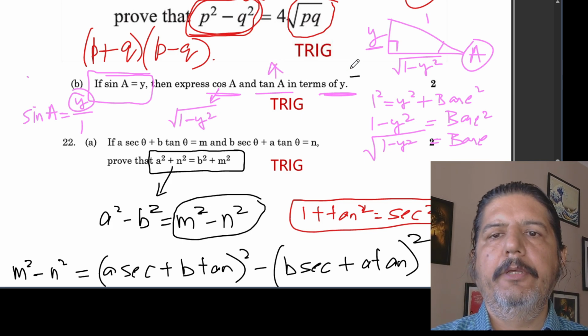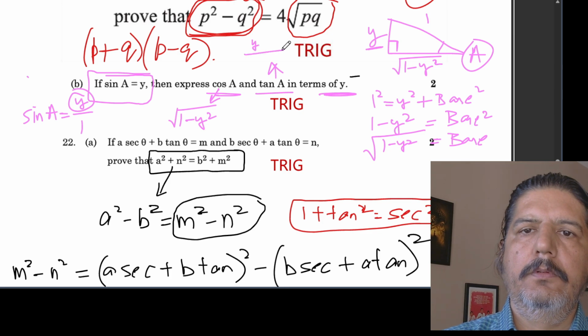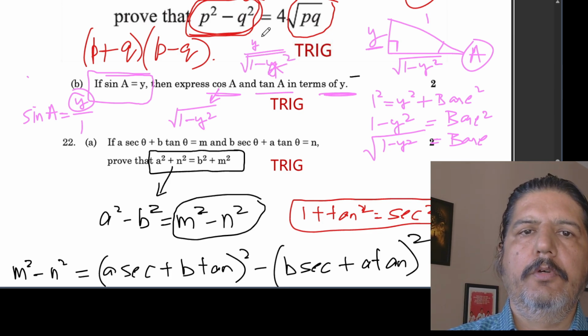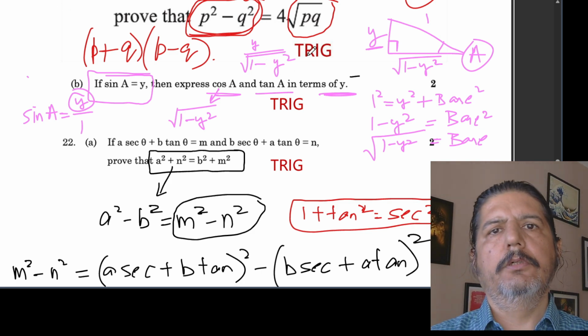And tan A would be equal to perpendicular upon base. So this is the perpendicular, and this would be the base. So I hope this made sense. Good question.